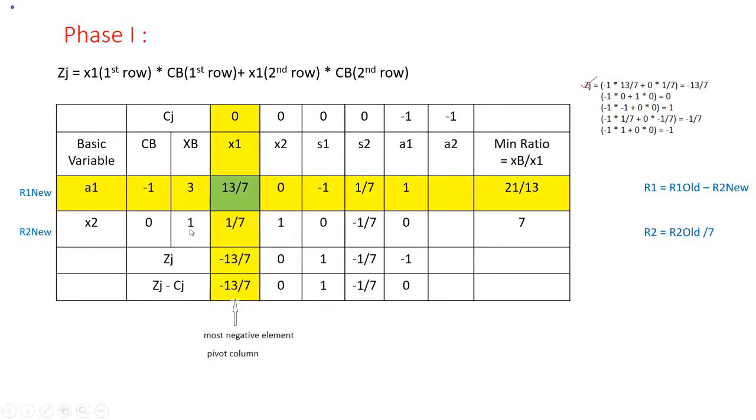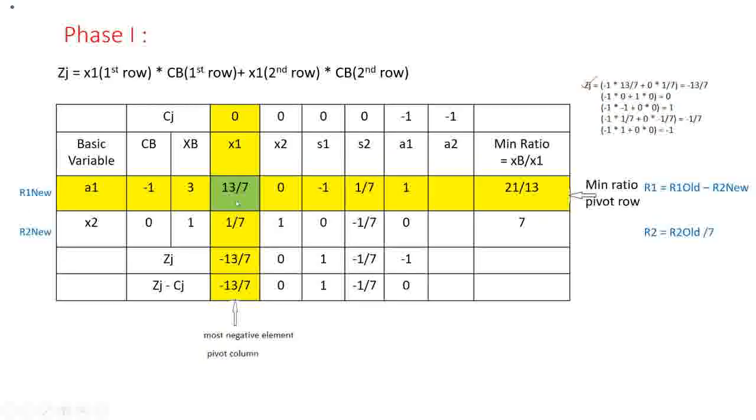And for the second row also, 1 divided by 1 by 7 gives the ratio 7. So from 21 by 13 and 7, what is the minimum ratio? That is 21 by 13. So consider this as the pivot row. So here A1 is the pivot row and X1 is our pivot column. So X1 is the incoming variable and A1 is the outgoing variable.